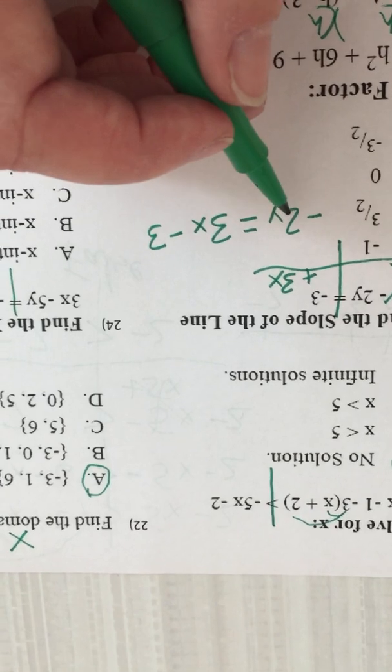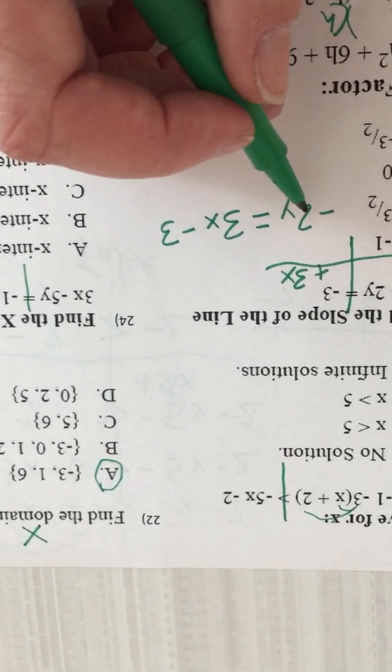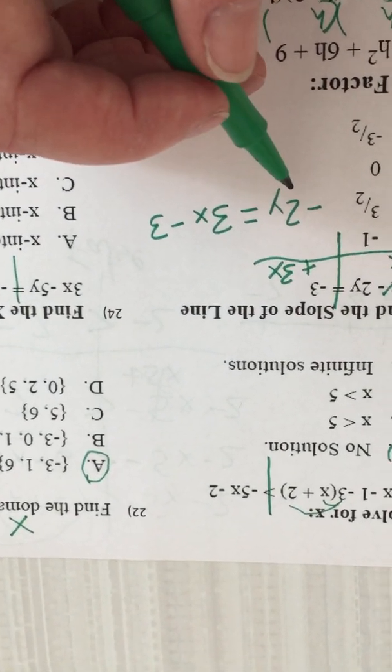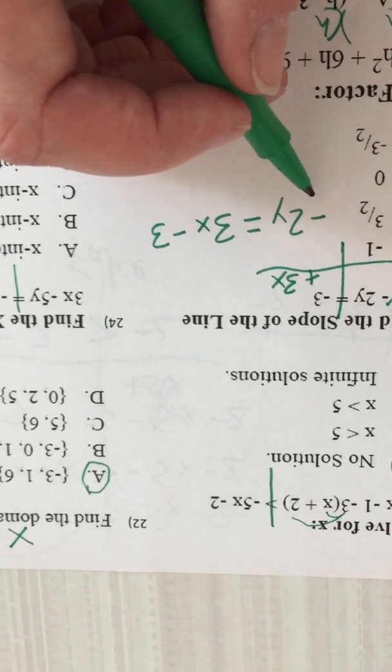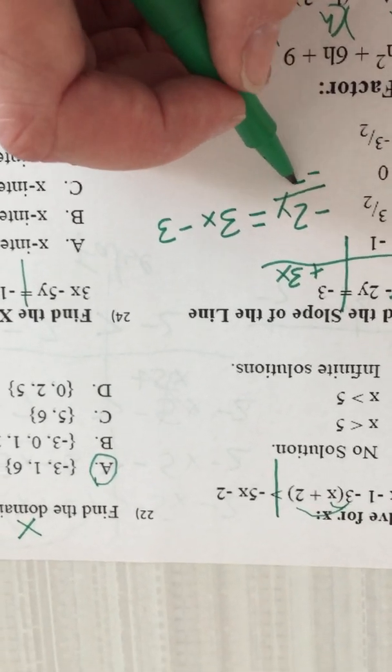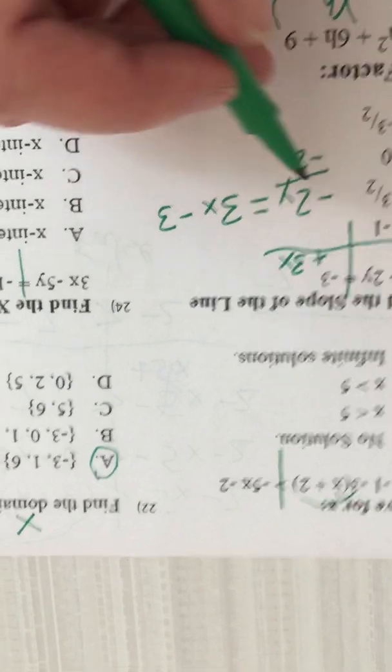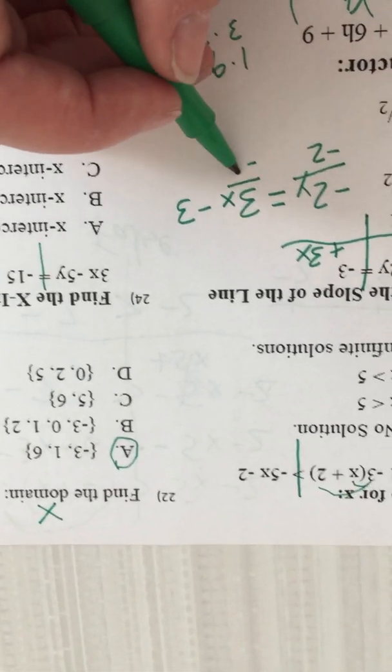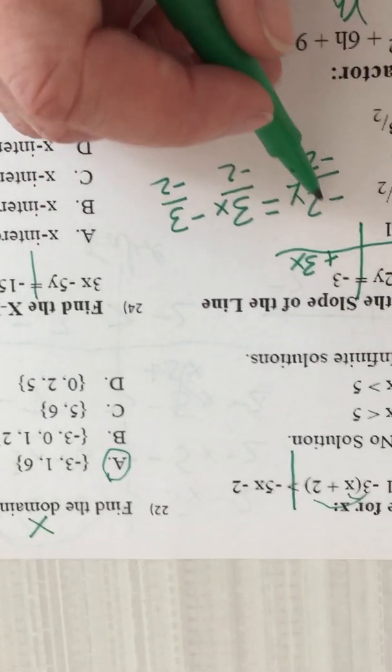Now, how do we undo this thing here? This is multiplication because there's nothing between the 2 and the y. So how do we undo multiplication? We're not adding to undo. We divide to undo. So whatever you multiply by, you divide by the exact same number. So divide both pieces over here by negative 2.